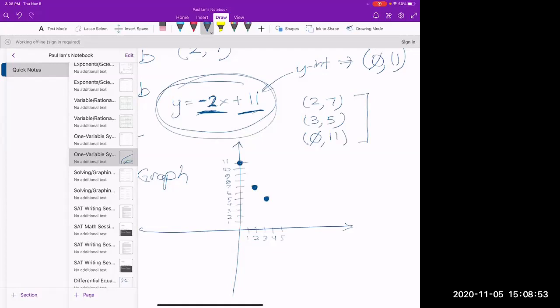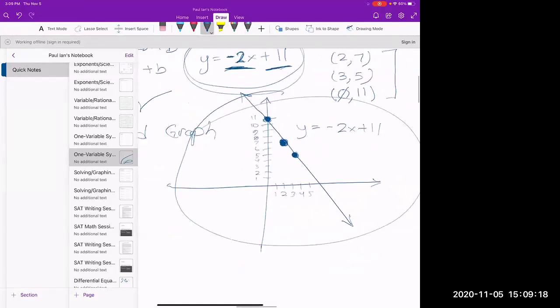It's easier to graph this one if you have graphing paper, but I'm just doing my best here. So now just connect the dots. Connect the dots. You have this guy, and that's it. This is your line, right? Yeah. This is y equals minus 2x plus 11.